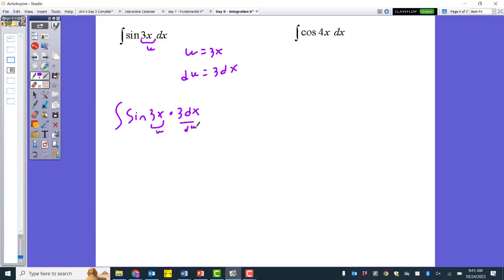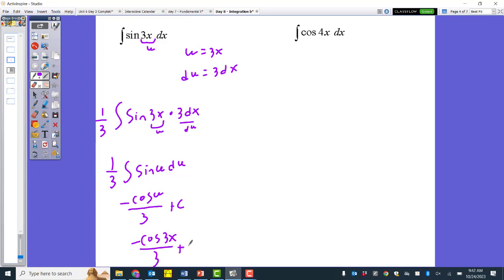But that should start ringing some alarm bells because you can't just go multiplying something into a function and not be balanced. To balance this, if we multiply by a 3 on the inside, we're going to multiply by a 1/3 on the outside. So this is going to be 1/3 integral sine u du. Integral of sine is negative cosine, so we have negative cosine u over 3 plus c. And u is 3x, so negative cosine 3x over 3 plus c. Okay? Similar thing happens with cosine 4x. You'd make your u 4x and your du 4 dx.